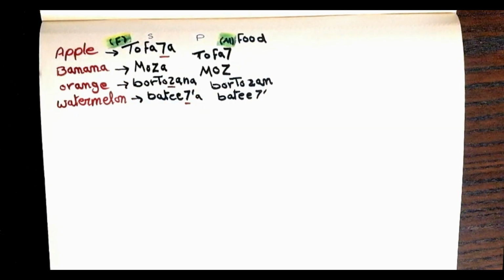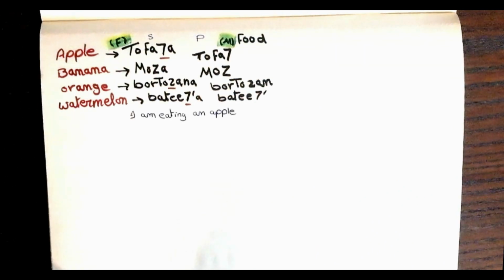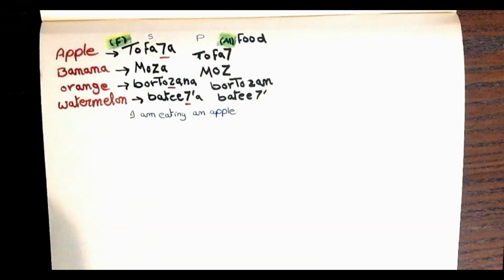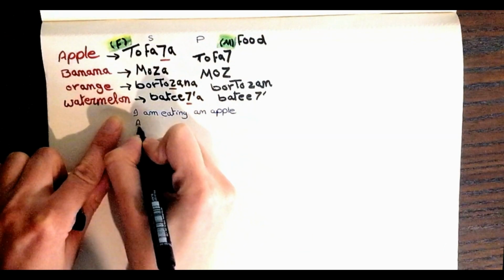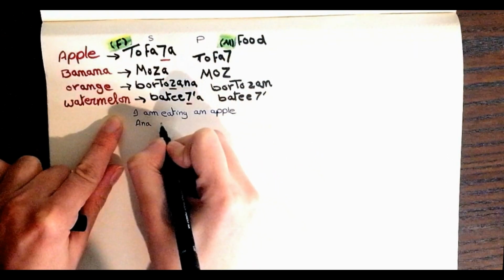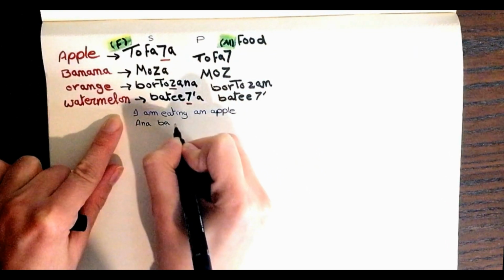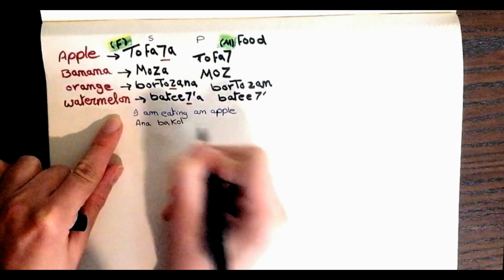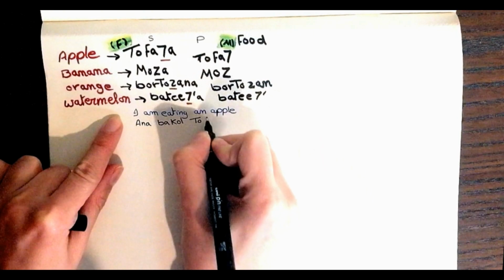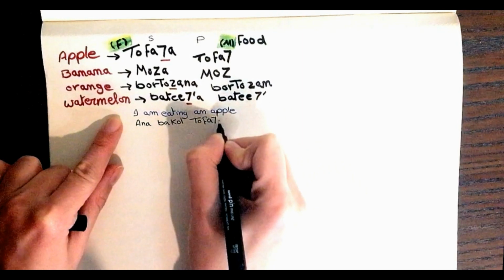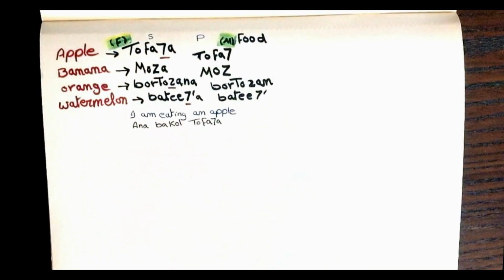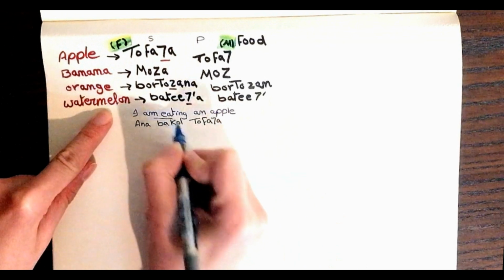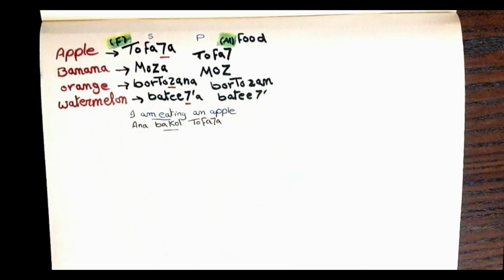Let's try to say a sentence here. I am eating an apple. أنا باكل تفاحة. This is the present continuous form. We haven't talked about this yet, but maybe in the next video.